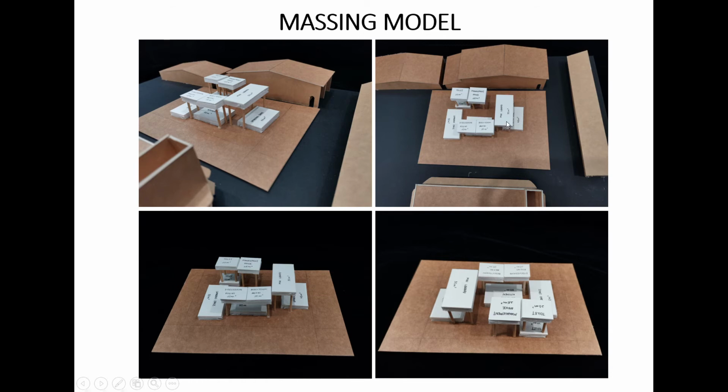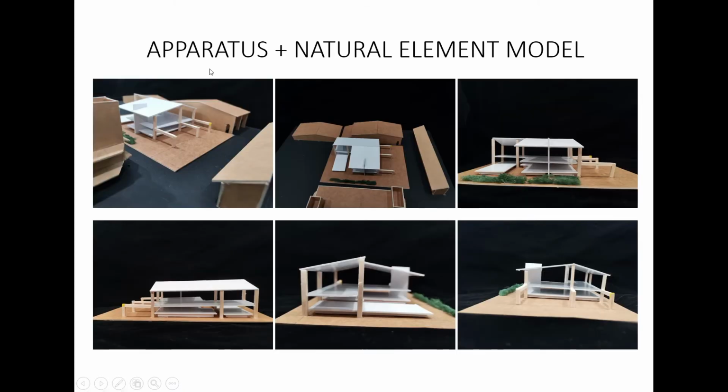Therefore, you can see here is the library. They can actually look down, the management office as well, and also the discussion rooms. So basically it's a very open space, and everywhere that you are, you can also view into the community kitchen. Moving on, this is the apparatus model plus a natural element model. As you can see, it's very open, and I want it to be well ventilated.